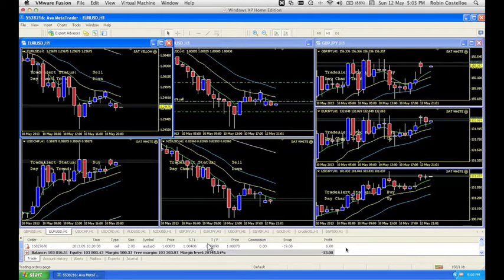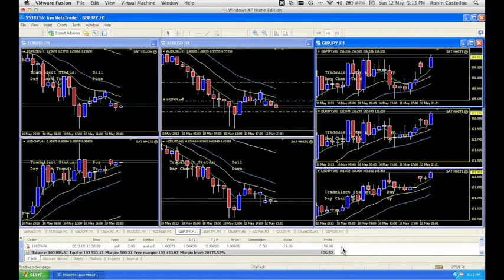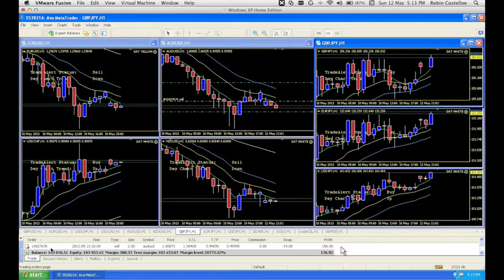And here we go, 5 minutes later. Now we're into positive territory up in here, as you can see. Let's just see what happened to that trade. There we go, it closed out, it hit the take profit. And what was that? 676.